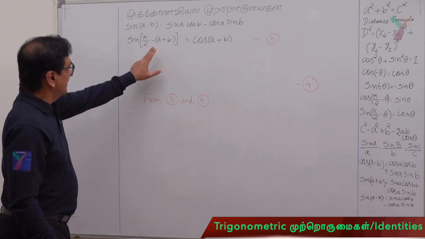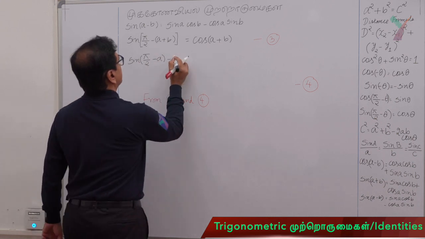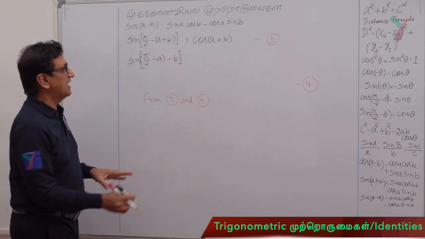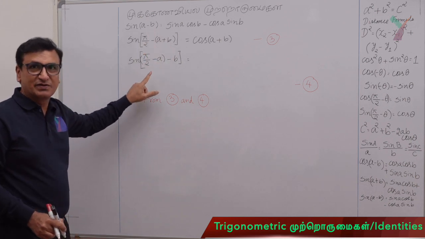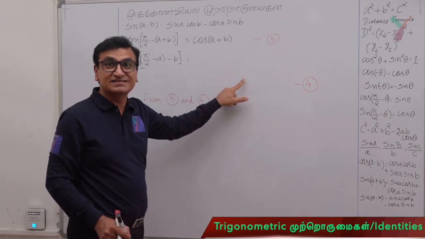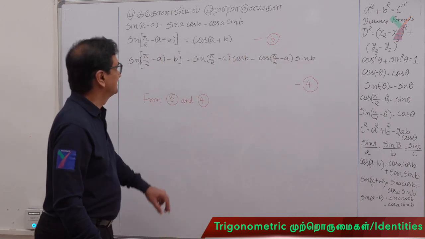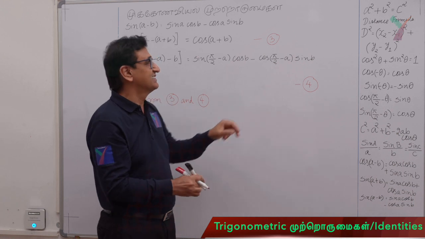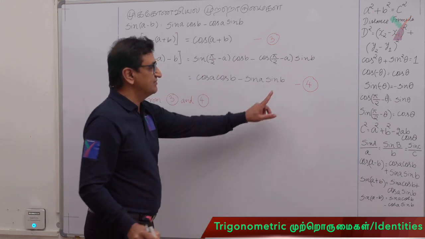இதுக்கு முன்னாடி பண்ண மாதிரி இந்த பிராக்கெட் இருக்கு இல்லையா, இதை ரீடிஸ்ட்ரிபியூட் பண்ணணும். So, இதையே நான் மாத்தி எழுதியிருக்கேன். sin pi by 2 minus a minus b. And I'm going to use this formula, sin a minus b formula. யூஸ் பண்ணா என்ன வரும்? sin pi by 2 minus a cos b minus cos pi by 2 minus a sin b. Next, sin pi by 2 minus a is cos a and cos pi by 2 minus a is sin a. So this will be, and this is equation 4.